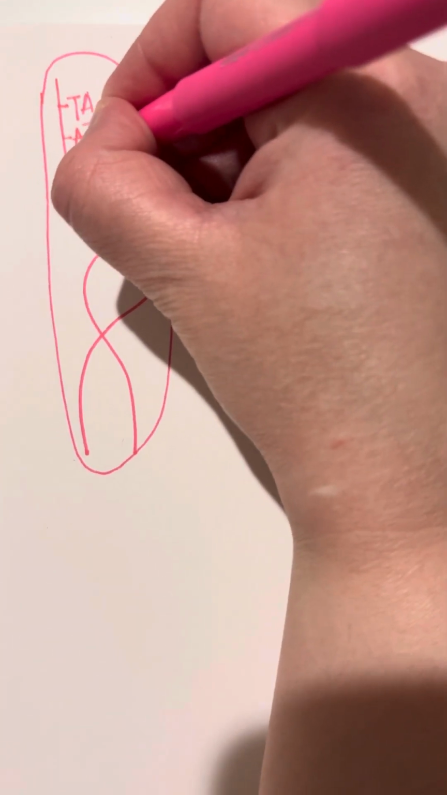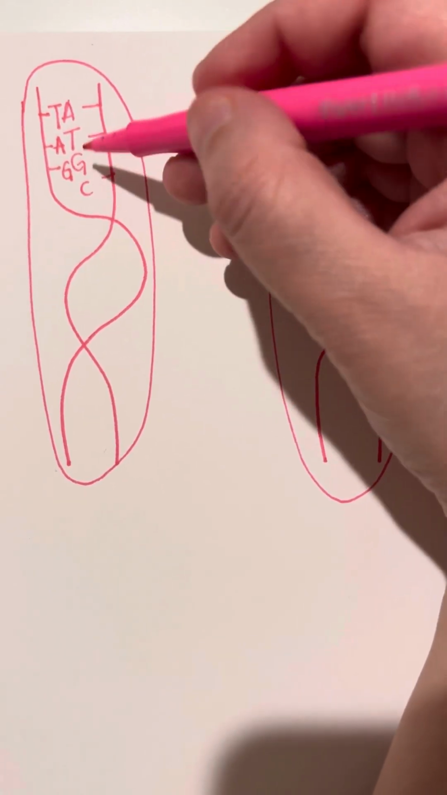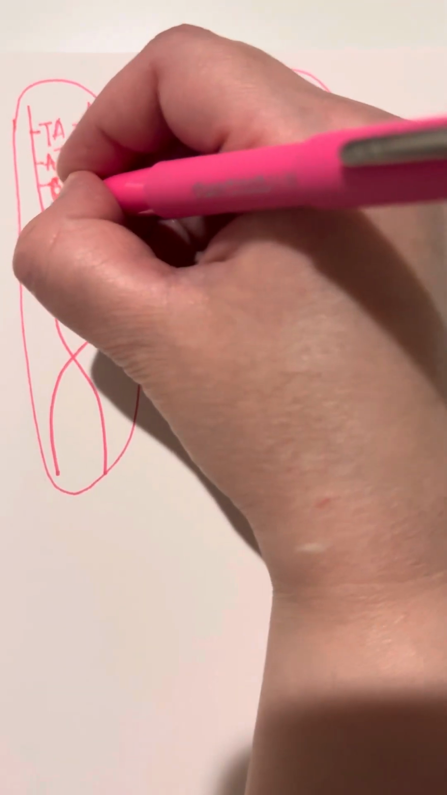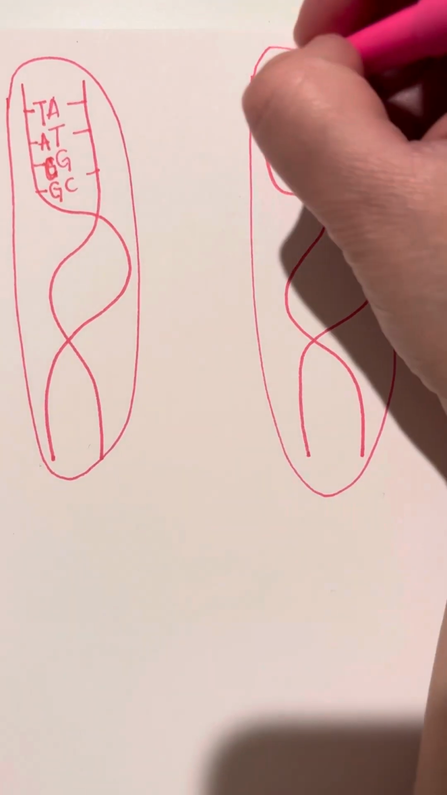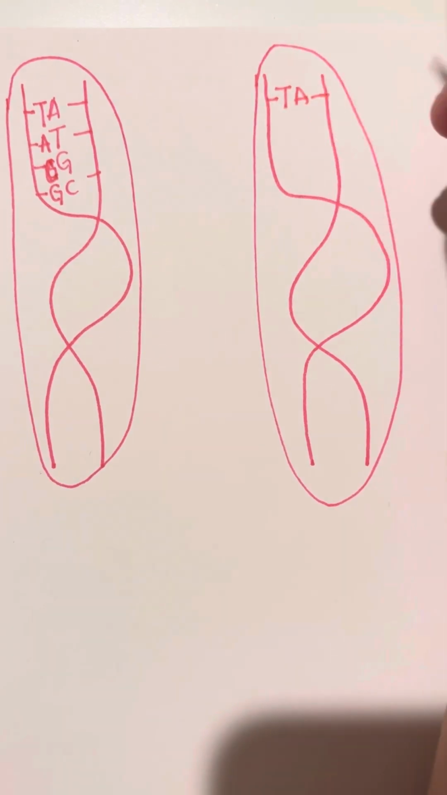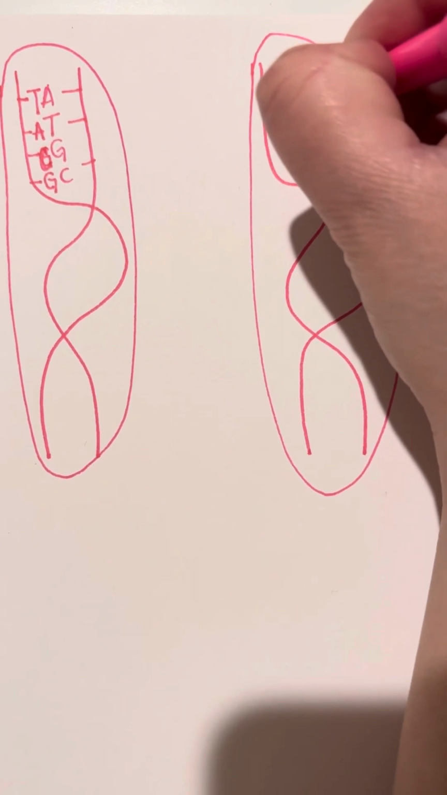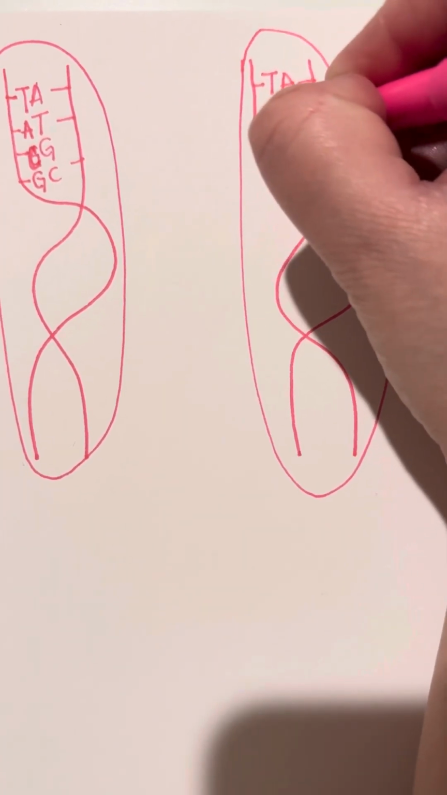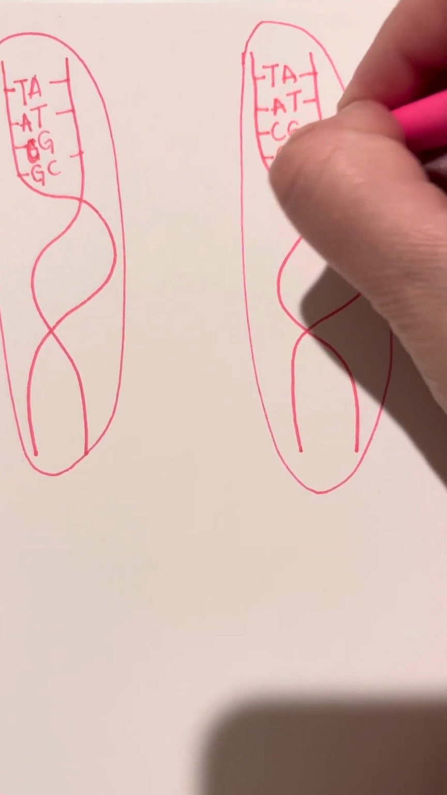So I'm going to draw a T with an A, and a T. That should be a C, not a G. A C with a G, and a G with a C. I'm going to do that same thing on the other side. Again, the DNA is composed of 4 different bases, and the order is different for every person all along the DNA molecule. C with G, and then here G with C.